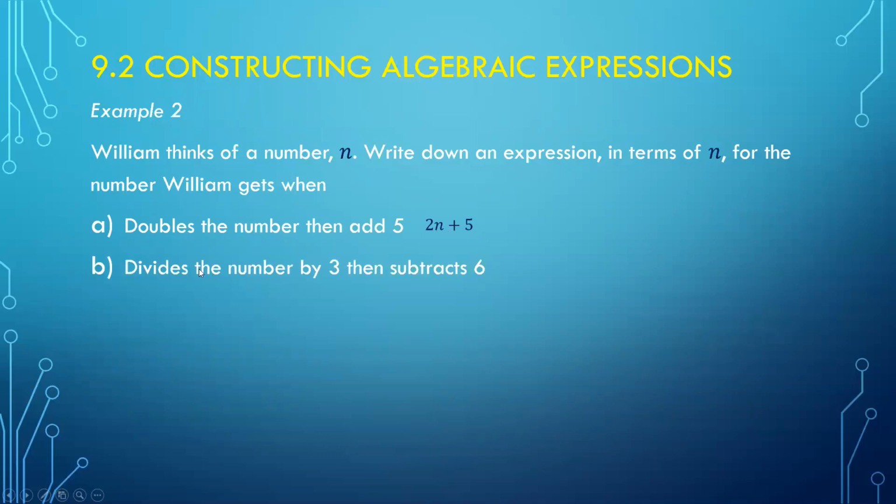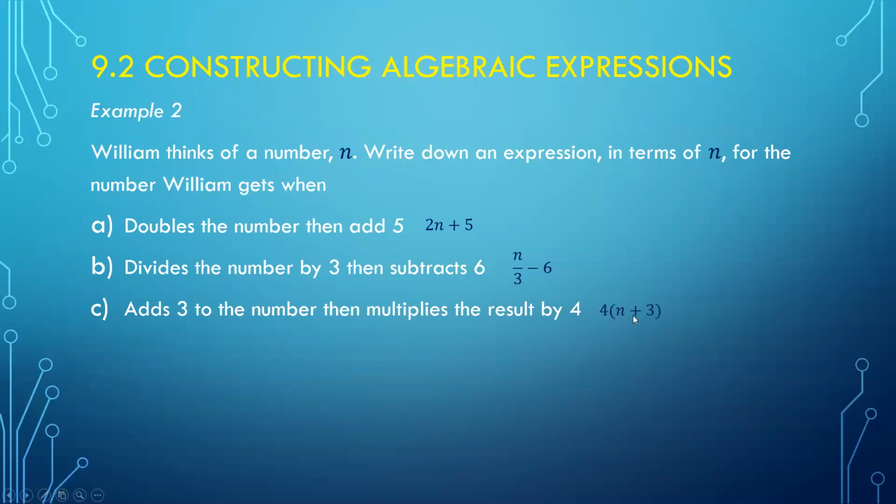B, he divides the number by 3, then subtracts 6. So basically, n needs to be divided by 3 first, then minus 6. This is the way we write the answer. C, we add 3 to the number, then multiply the result by 4. Basically, we need to plus 3 to n first, and in brackets, then multiply by 4, just like this. We need to plus this first before we times 4, right? But normally, we put the 4 in front, just like this, instead of putting 4 at the back of the brackets, right?